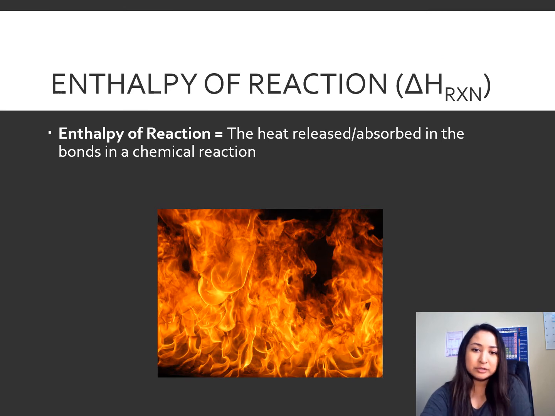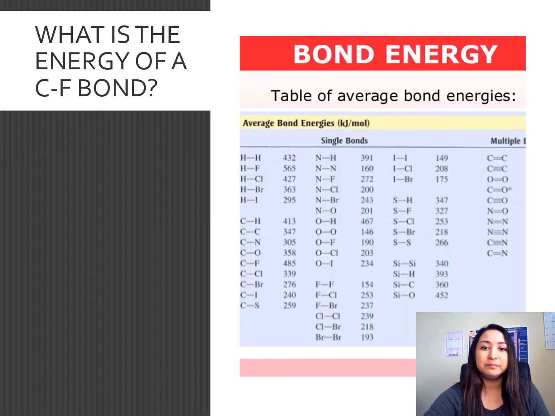Now we have talked about enthalpy of a reaction. So remember enthalpy, your delta H, it's the heat being released or absorbed in the bonds in a chemical reaction. So we have solved for this number, or the unit, remember it's usually in kilojoules per mole or in joules per mole, in a reaction. We've actually already done that when we were going over calorimetry. So we're actually going to do that again, but in a different way.